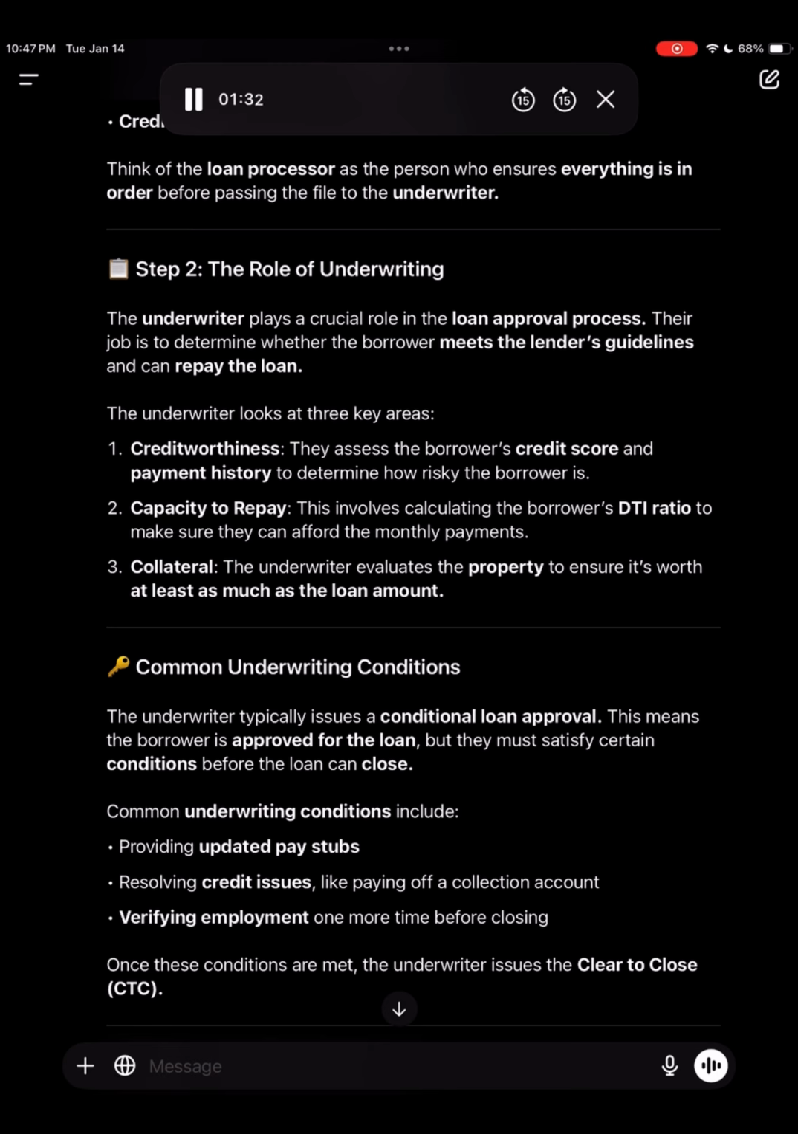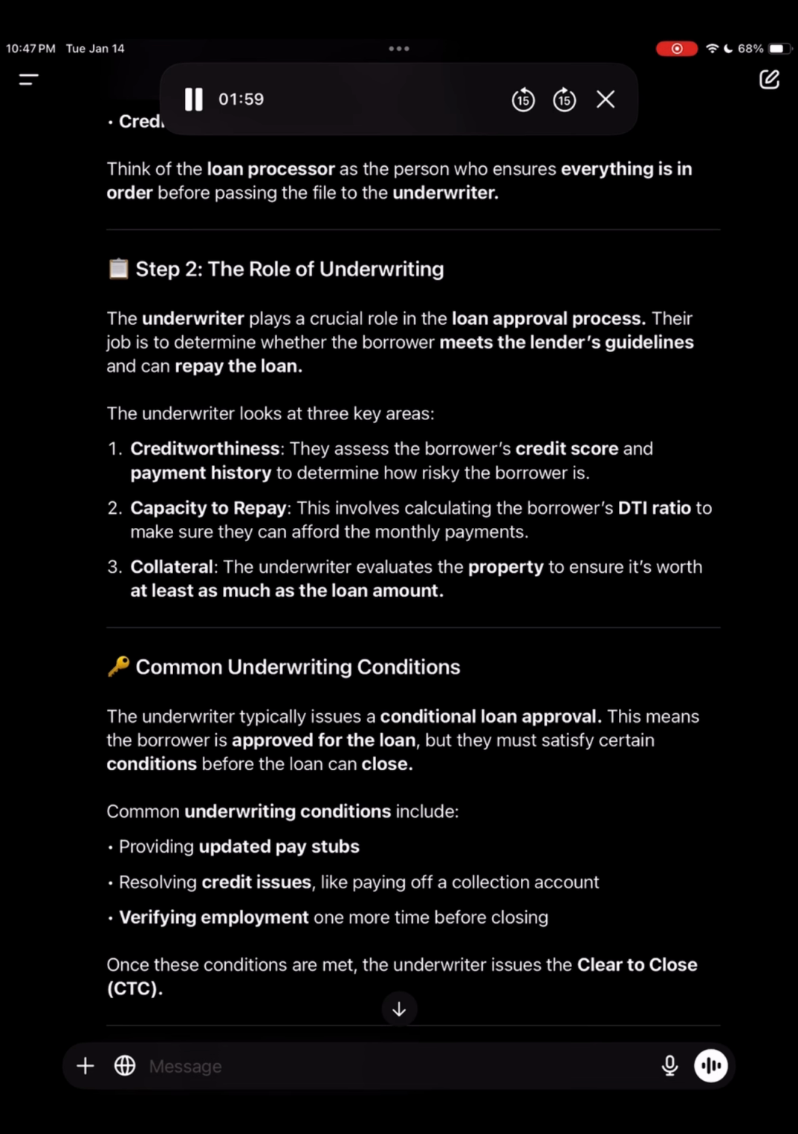1, creditworthiness. They assess the borrower's credit score and payment history to determine how risky the borrower is. 2, capacity to repay. This involves calculating the borrower's DTI ratio to make sure they can afford the monthly payments. 3, collateral. The underwriter evaluates the property to ensure it's worth at least as much as the loan amount.